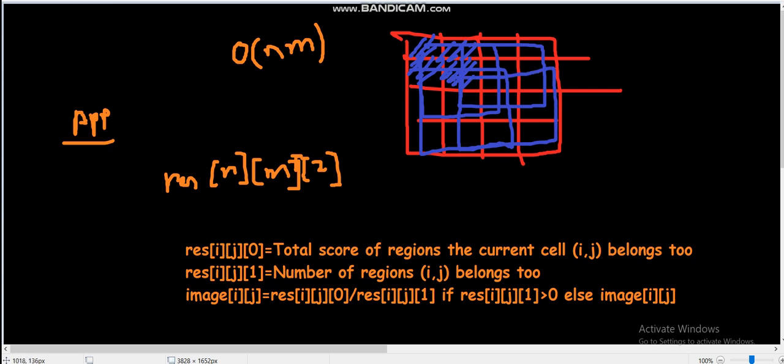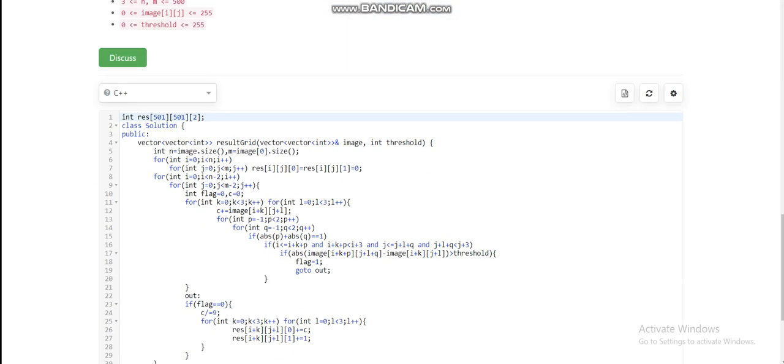We'll take the 3 cross 3 region starting from this index, and we'll check if this is a region or not. For being a region, the condition that has to be satisfied is that for all the adjacent cells, the difference between them should be less than the threshold. If this is a region, then we will add the average of this region to each of the cells in the region. Okay, so let's look at the code, you'll understand it better.